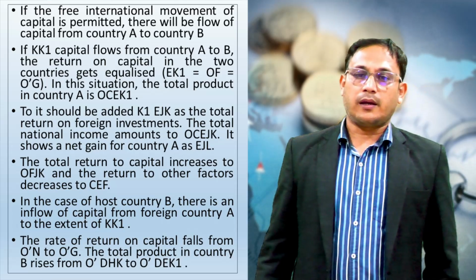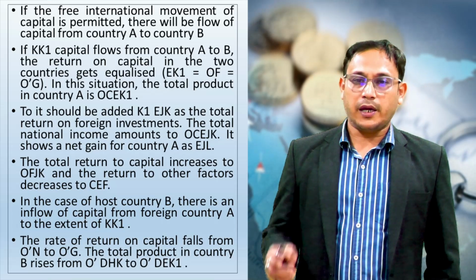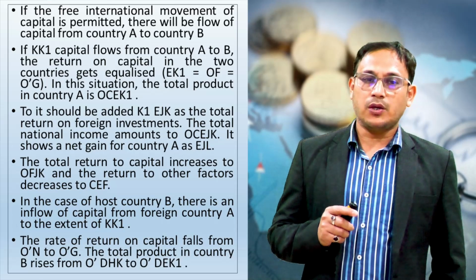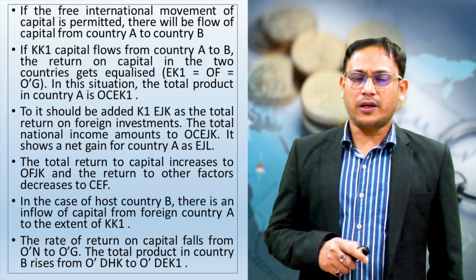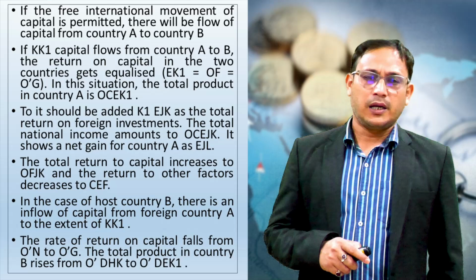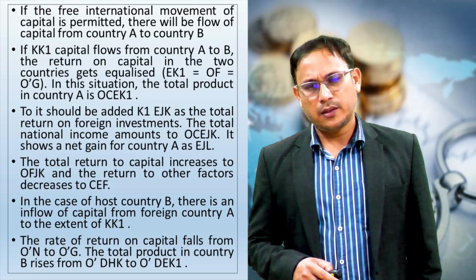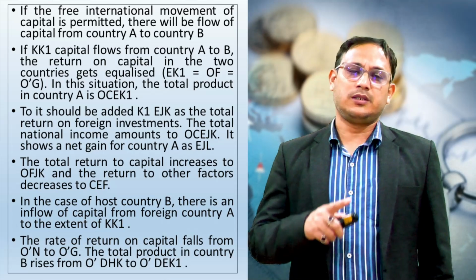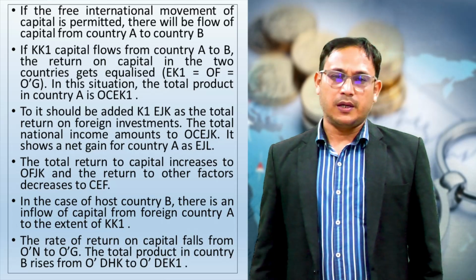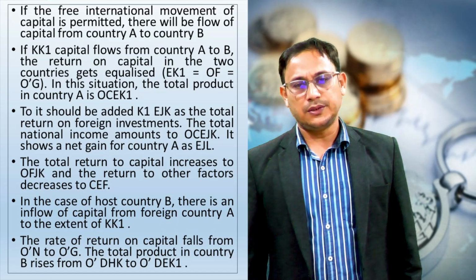Now, if KK1 capital flows from country A to B, the return on capital in the two countries gets equalized. So the return will become equal. That is, EK1 is equal to, obviously, OF, and that is equal to O dash Z.